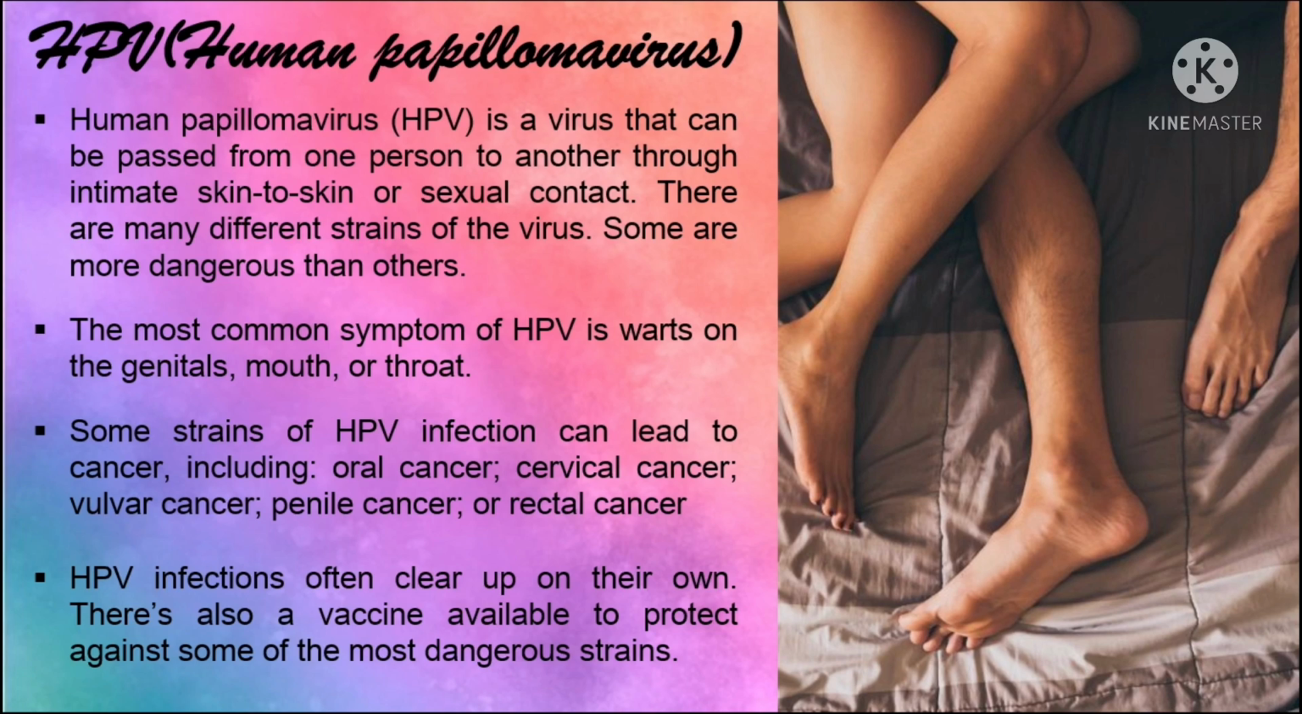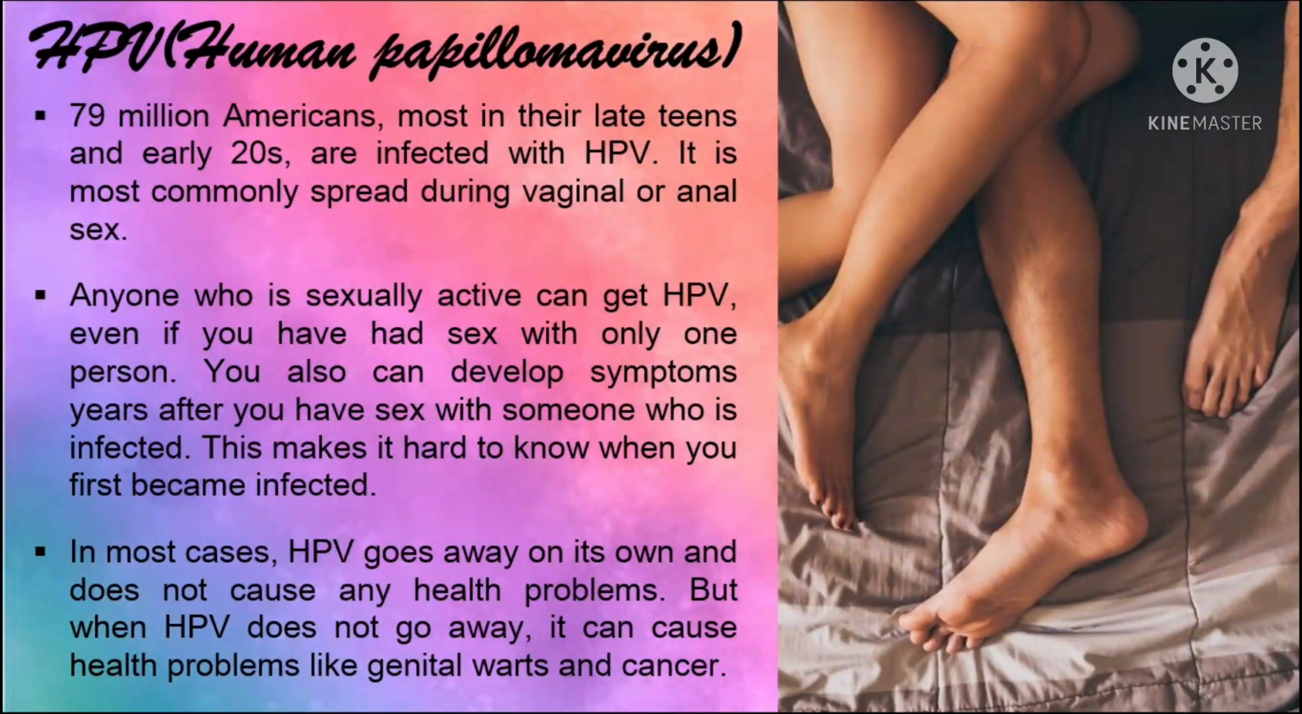Okay? So according to some findings, 79 million Americans, most in their late teens and early 20s, are infected with HPV. It is most commonly spread during vaginal or anal sex. Just a trivia. You know what? According to the Centers for Disease Control and Prevention or CDC and the World Health Organization, the most common type of STD around the world, okay, around the world na ito ha, is HPV or human papillomavirus, with more than 600 million cases worldwide and 20 million in the United States.